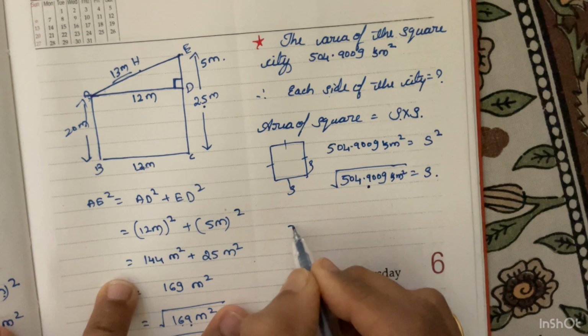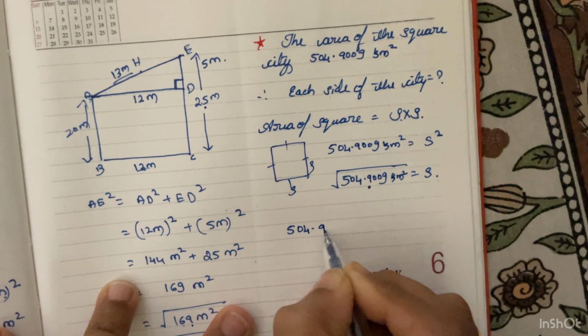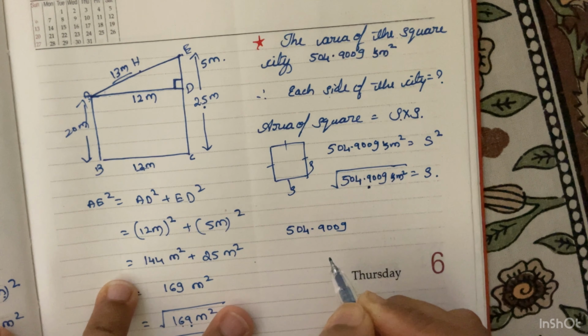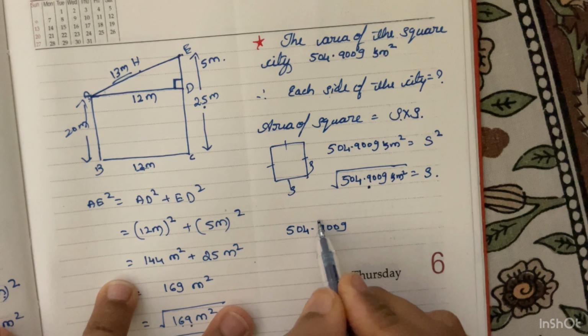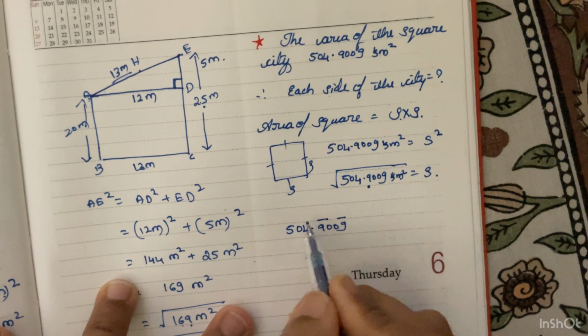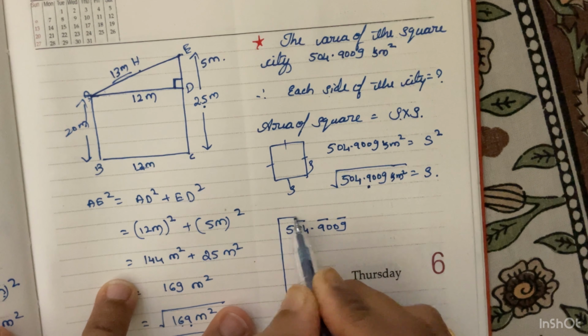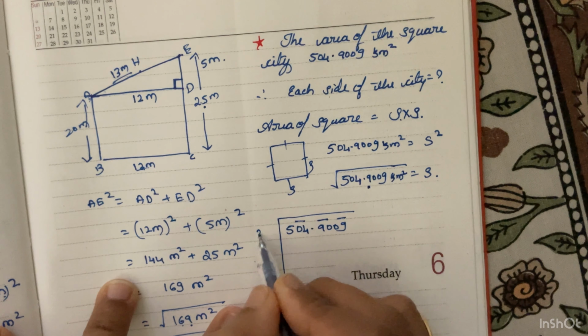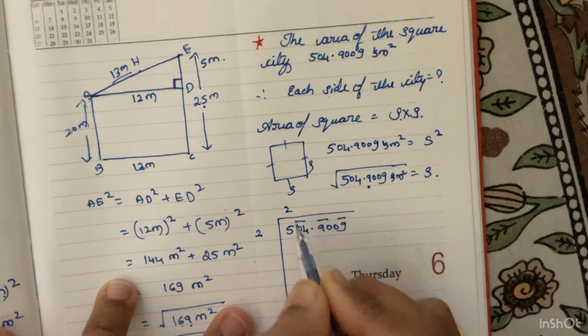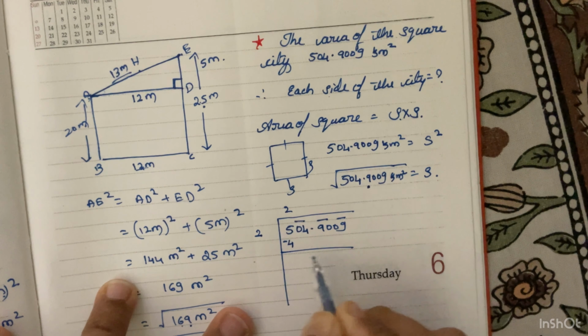Okay, so 504.9009, this is the decimal part. In that we have to make pairs from left to right on this side, and on that side we have to make pairs from right to left. Since 5 is left with only one digit, let it be as it is. Now I'm going to take the perfect square, that is 2. 2 times 2 is 4. 5 minus 4 is left with 1.